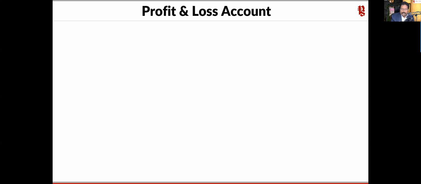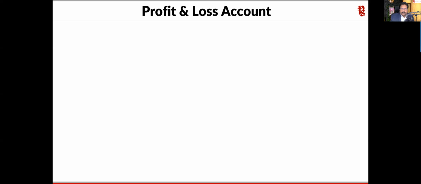After reducing the expenses from the total or gross income that you have earned, the balance is the result, which is your profit. So in this case, you have 2 lakh rupees profit. Now, supposing, let us assume that your income is 10 lakh rupees and your purchases and expenses are 12 lakh rupees. So in this case, there is an excess of expenditure over income, which results in a loss of 2 lakh rupees.